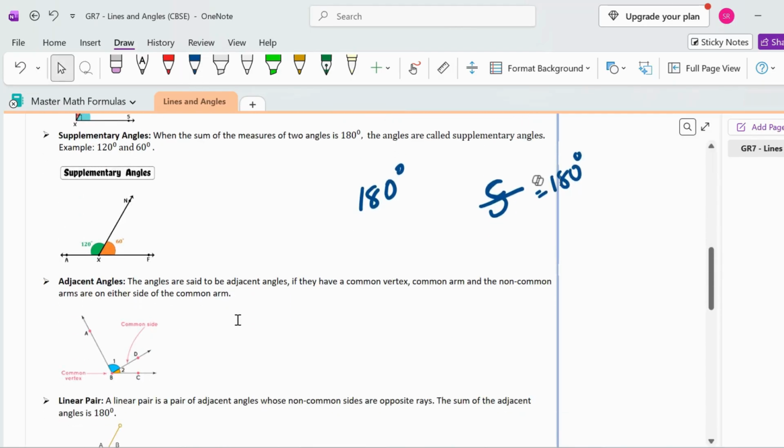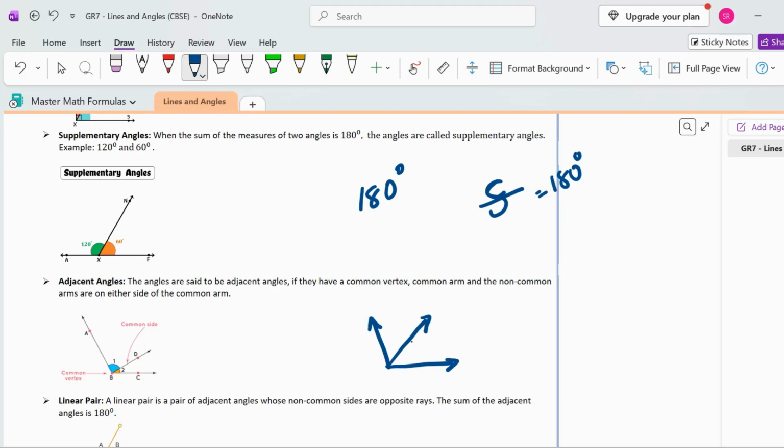Coming to adjacent angles. The angles are said to be adjacent angles if they have a common vertex, a common arm and non-common arms on either side of the common arm. When I talk about adjacent angles, I talk about your friend who's sitting next to you in your classroom. You share your shoulder with them. So you have a common arm and then you have two non-common arms.